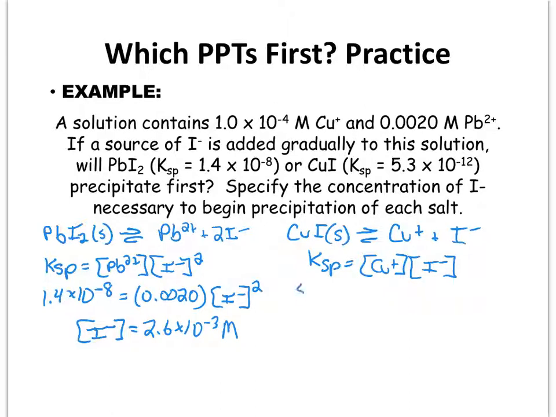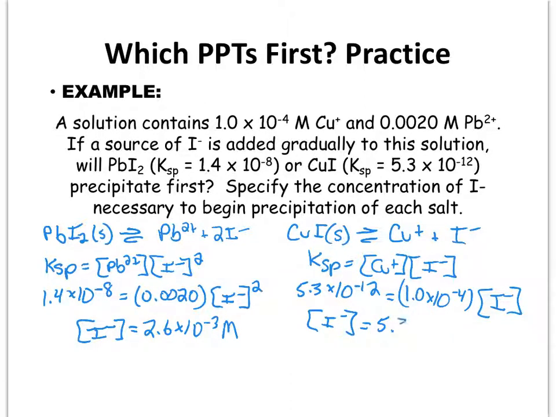They gave me the KSP to be 5.3 times 10 to the minus 12. And they told me the concentration of the Cu2 plus was 1.0 times 10 to the minus 4th. But again, I don't know the concentration of the I minus because that's what I'm solving for. So when I do my math here and solve for the concentration of the I minus, I get it to be 5.3 times 10 to the minus 8th molar.